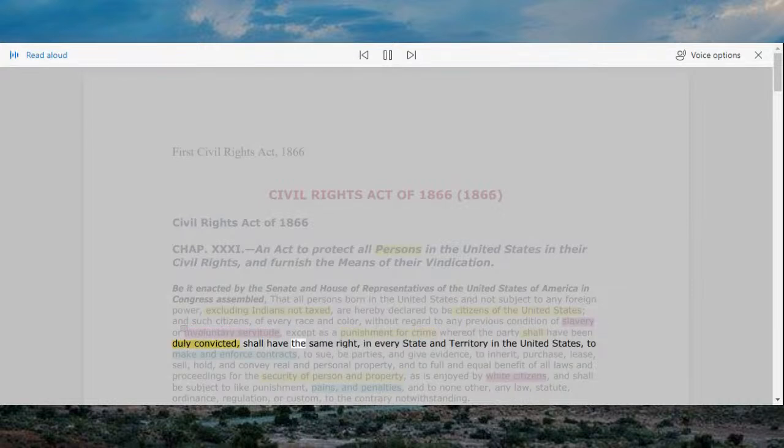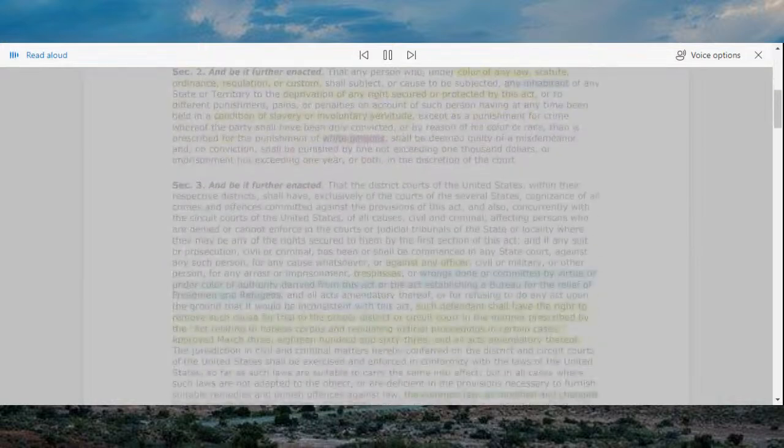shall have the same right, in every state and territory in the United States, to make and enforce contracts, to sue, be parties, and give evidence, to inherit, purchase, lease, sell, hold, and convey real and personal property, and to full and equal benefit of all laws and proceedings for the security of person and property, as is enjoyed by white citizens, and shall be subject to like punishment, pains, and penalties, and to none other, any law, statute, ordinance, regulation, or custom, to the contrary notwithstanding. Section 2.